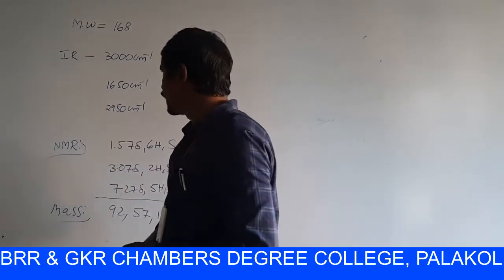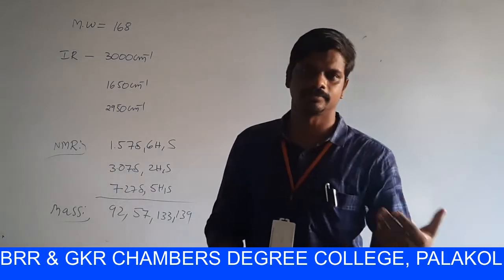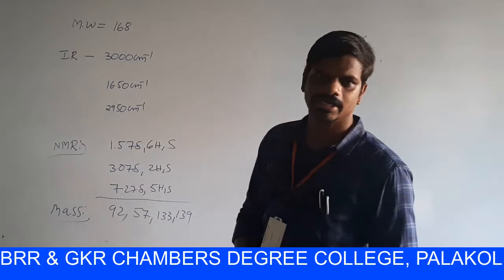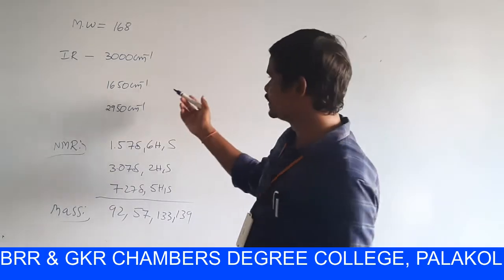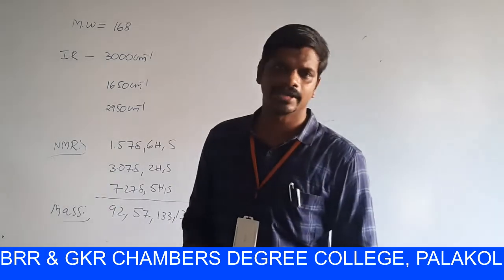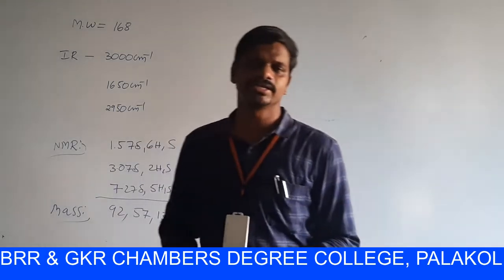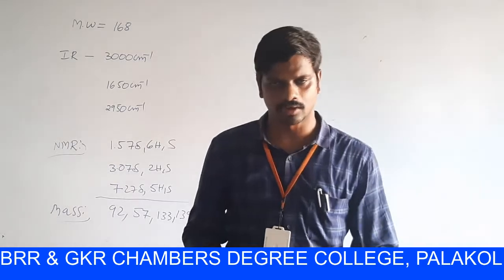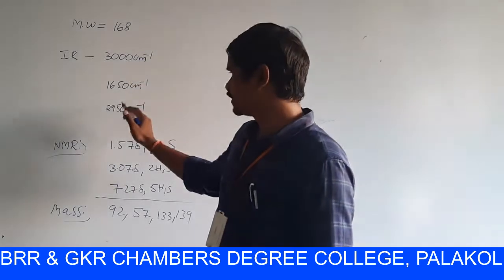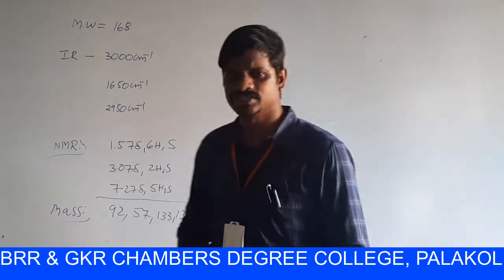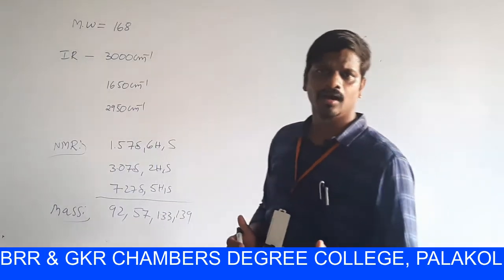Here the IR value 3000 centimeter inverse indicates the presence of C-H stretching frequency in alkanes, and 1650 centimeter inverse indicates the presence of C=C stretching frequency in aromatic compounds or alkenes. And 2950 centimeter inverse indicates the presence of C-H stretching frequency in our organic molecule. So both the values 3000 and 2950 represent C-H stretching frequency in alkane molecules, and 1650 centimeter inverse represents the C=C stretching frequency in an aromatic or alkene molecule.